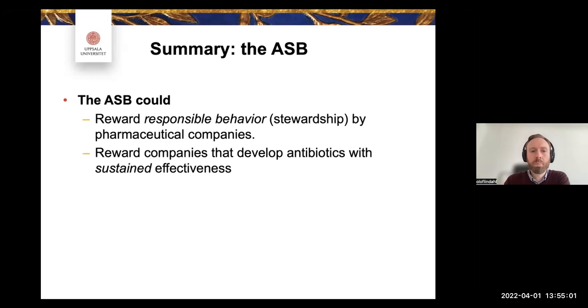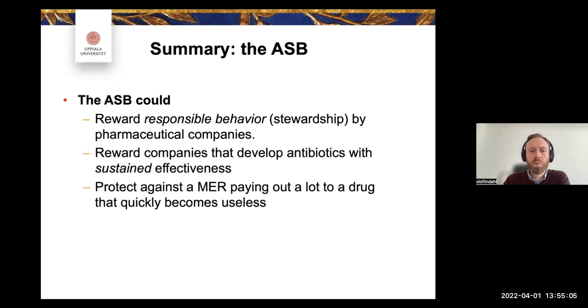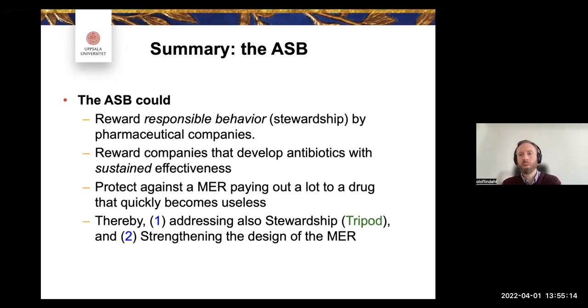So, wrapping up, saying the same thing again, basically. But it would also protect the market entry reward, because right now the market entry reward does not have a stewardship component. So we thought this could actually support the market entry reward.